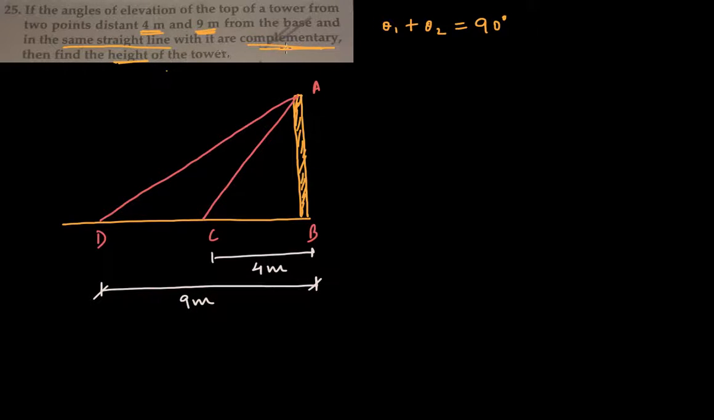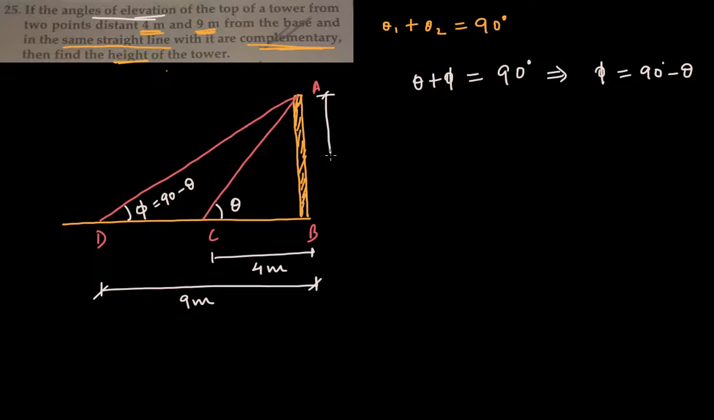And it is also said that the angles of elevation, basically they are complementary. So let us say that this angle is theta, right, and say this angle is some angle phi, so I know that if they are complementary, then theta plus phi will be equal to 90 degrees. From here I can write phi is equal to 90 degrees minus theta, right? So this I can write as 90 minus theta. Fine. So now let us assume that the height of this tower is h meters. So now the question is find the height of the tower.